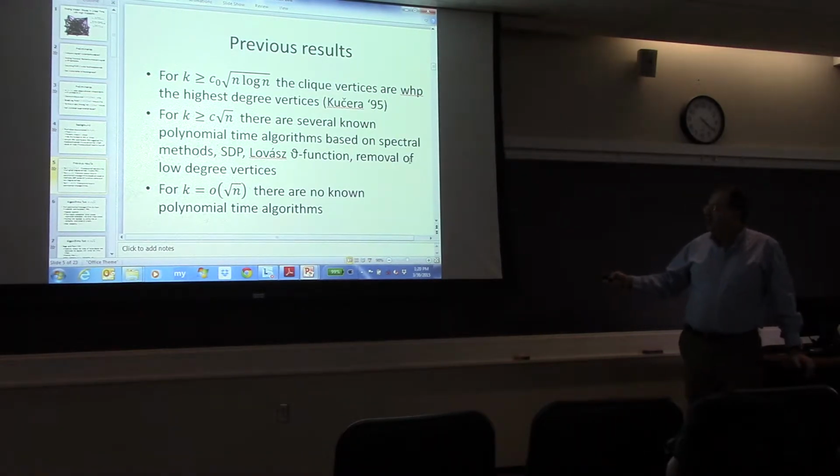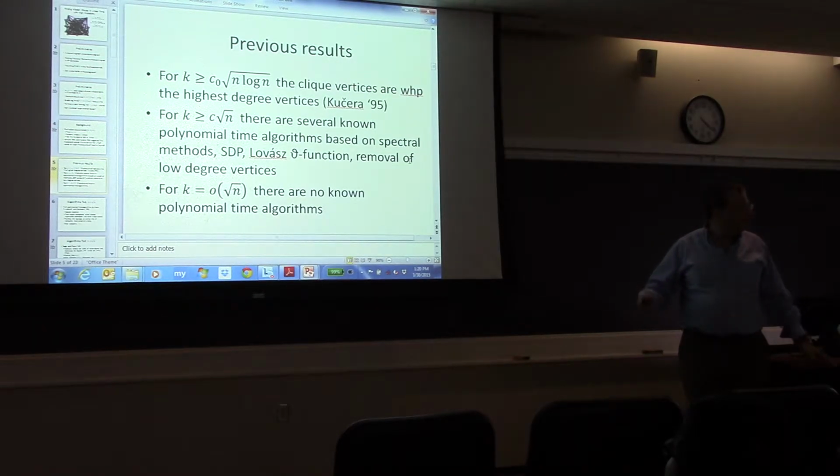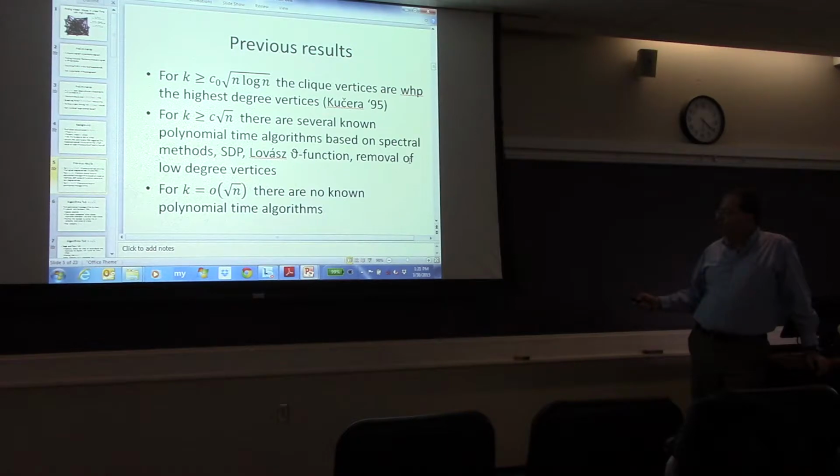Now, the best efforts of science have only improved this by removing the root log. Okay? So we still don't know anything about n to the quarter or n to the 0.49. But for root n, there are various algorithms that succeed in locating this clique in polynomial time. For little o of root n, there's no known algorithm in polynomial time, and that's still the case.